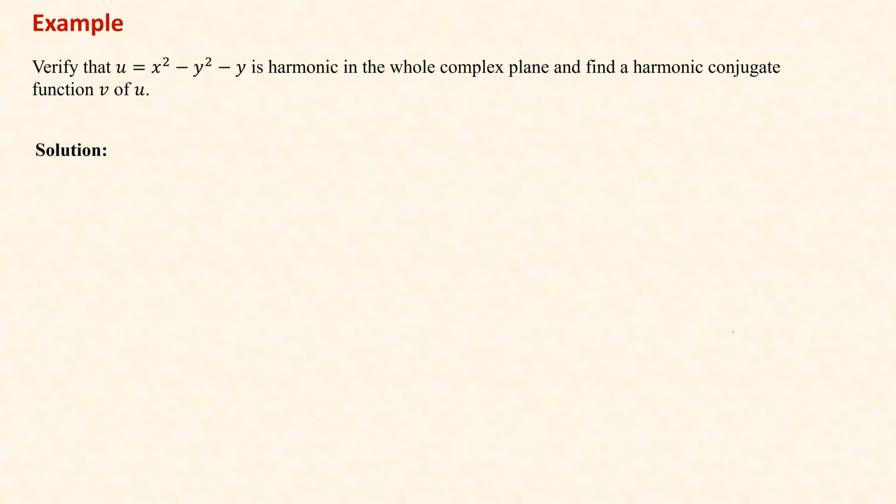Verify that u equal to x squared minus y squared minus y is harmonic in the whole complex plane, and find the harmonic conjugate function v of u. All right, so first we want to see if this is a harmonic function. How do we know it is a harmonic function? We said that it is harmonic if it satisfies the Laplace equation. And the Laplace equation was del squared of u, which was u_xx plus u_yy equal to 0. So let's find out if u_xx and u_yy add up to 0.